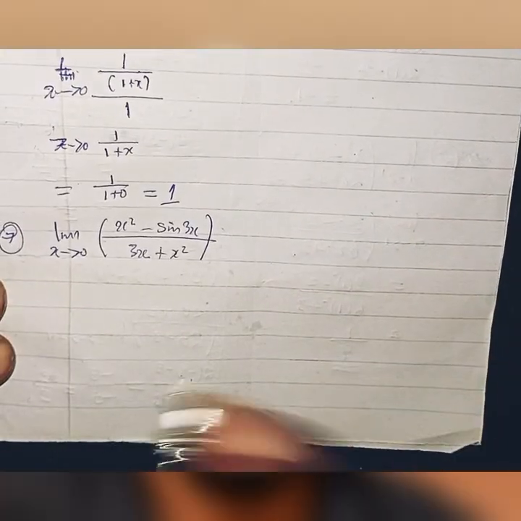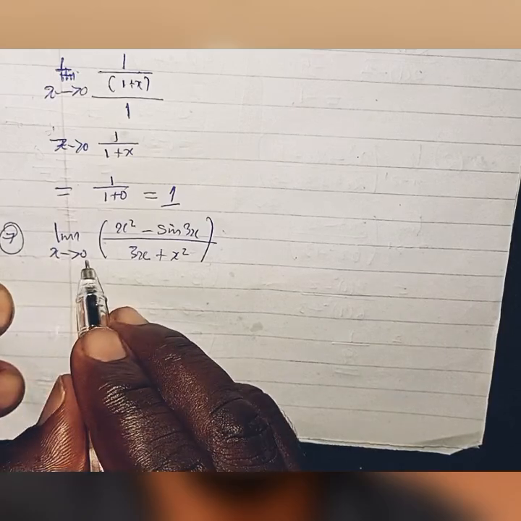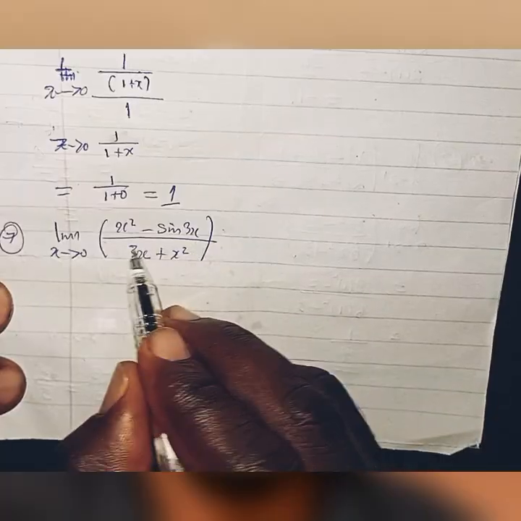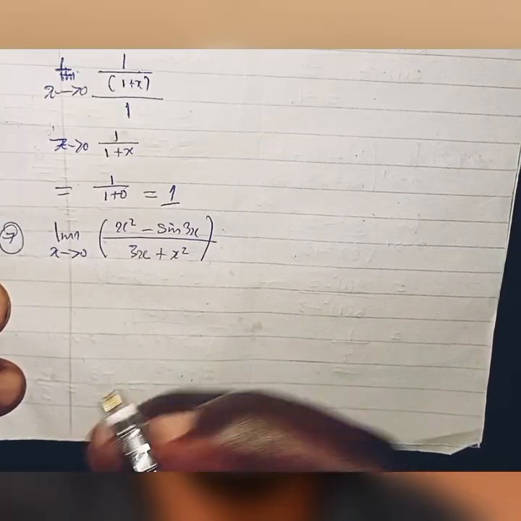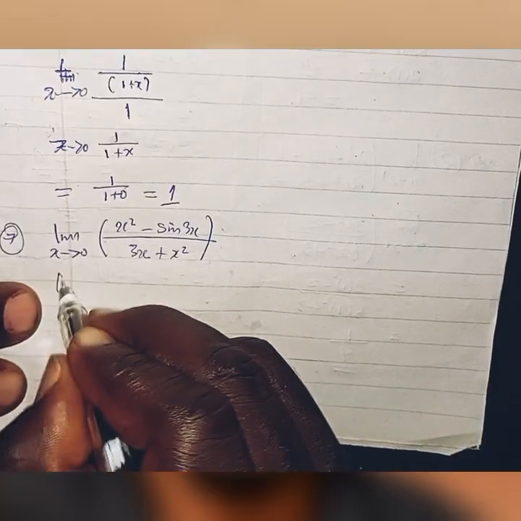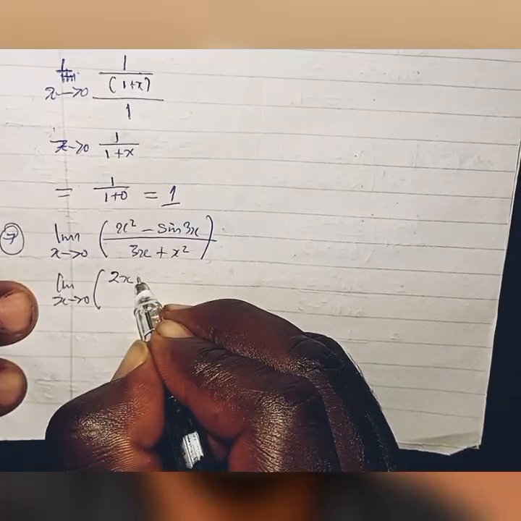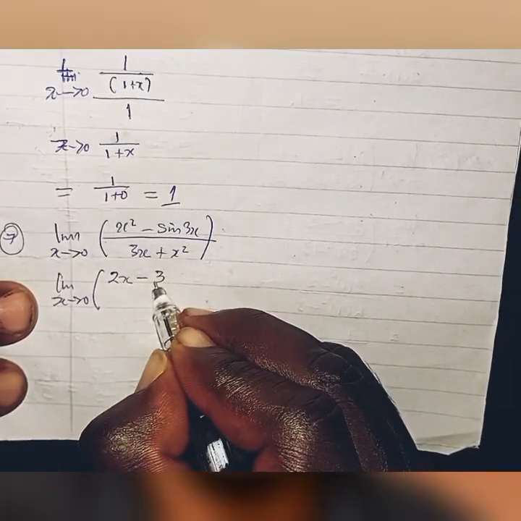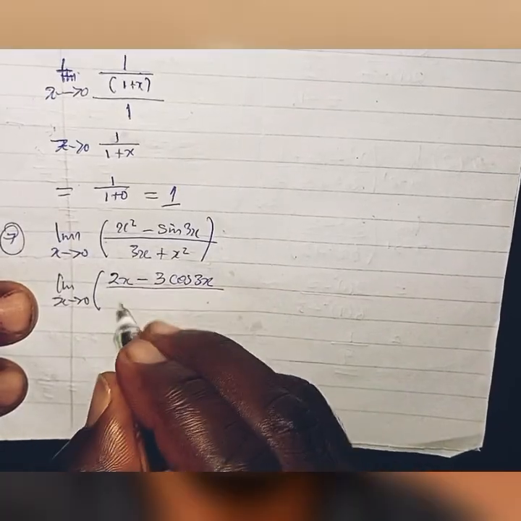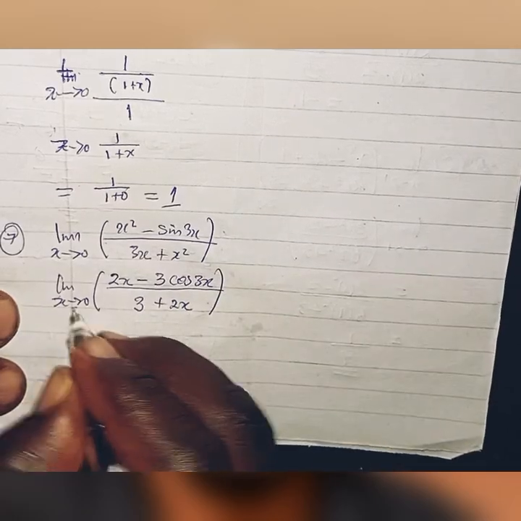Now we are moving to questions involving sine and cos. So we have the limit as x approaching 0 of (x squared minus sine 3x) all over (3x plus 2x squared), using L'Hopital's rule. So if I differentiate this, I will have 2x minus, differentiating sine 3x, 3 cos 3x, over 3 plus 4x.